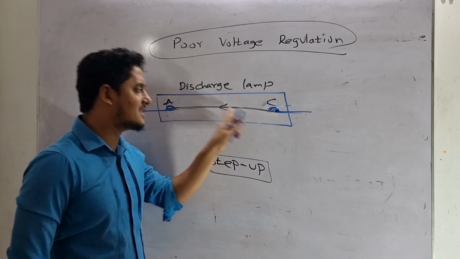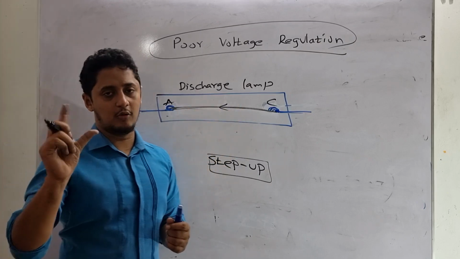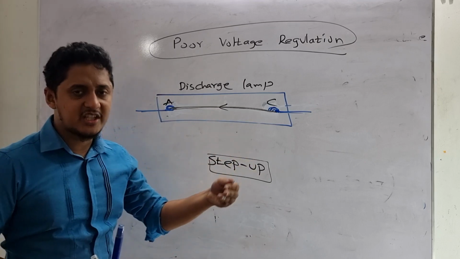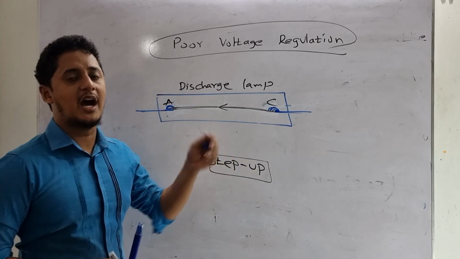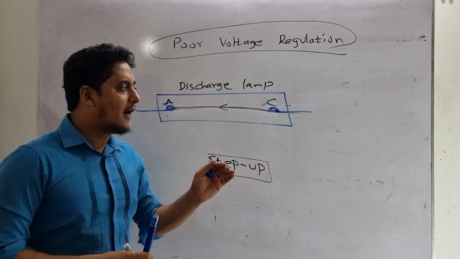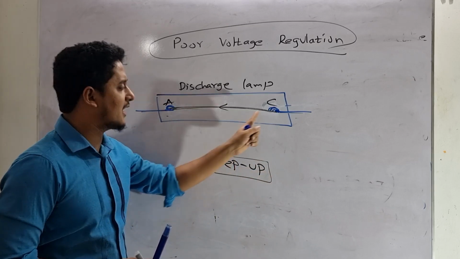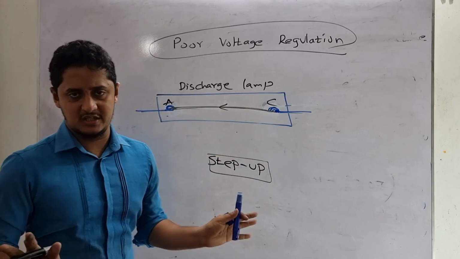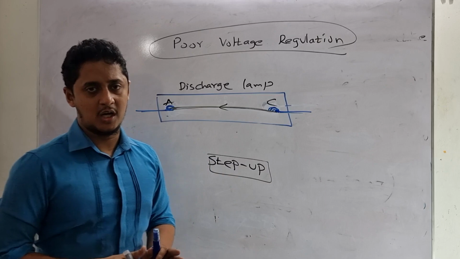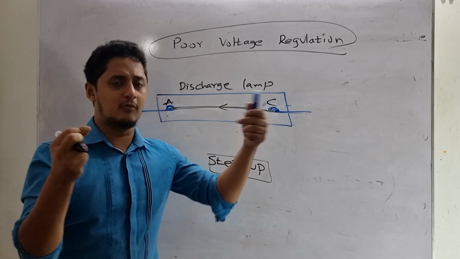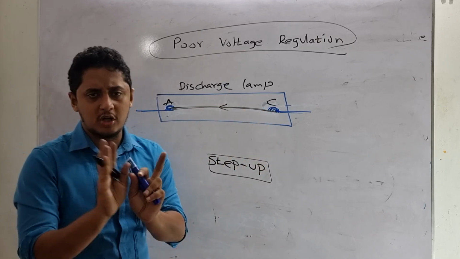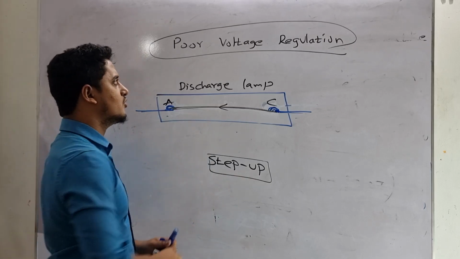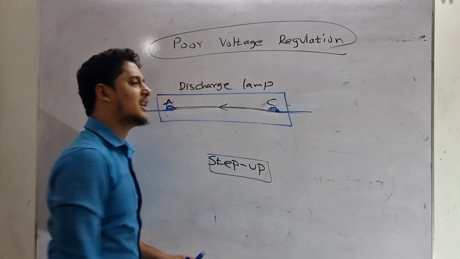To ionize this gas, we are using high voltage. Therefore, to initiate the current, we need high voltage. But after the current is initiated and flowing through these terminals, we do not need any high voltage. So at this time we have to use a poor voltage regulation transformer.